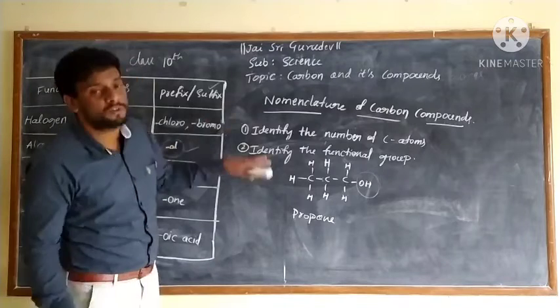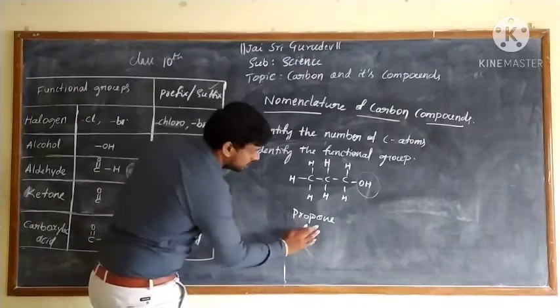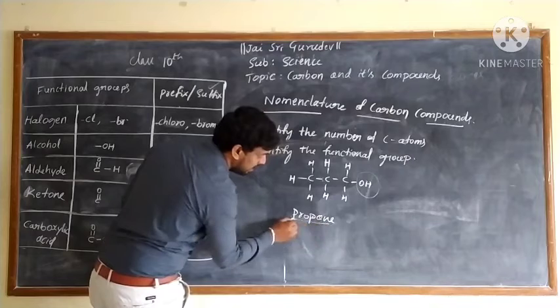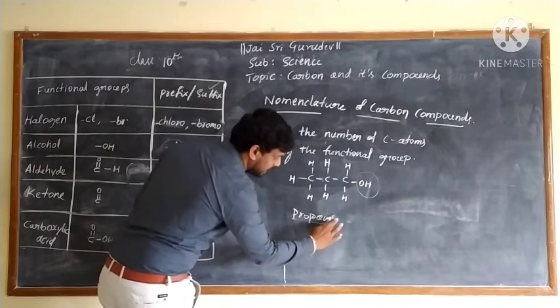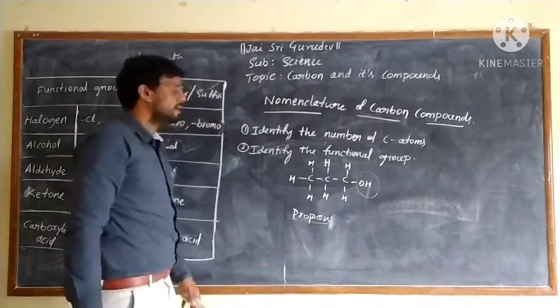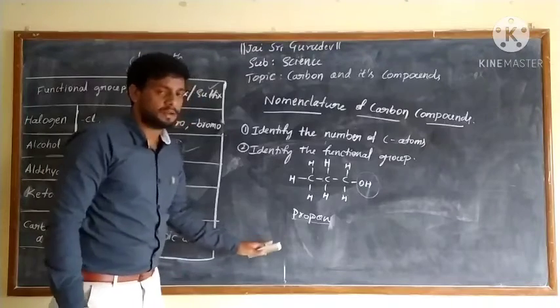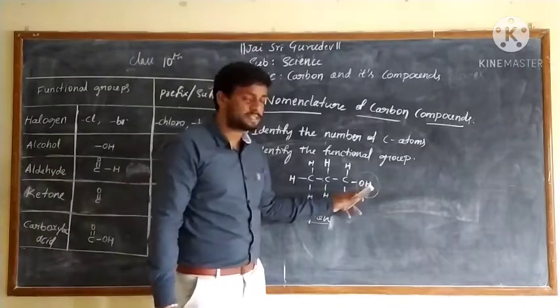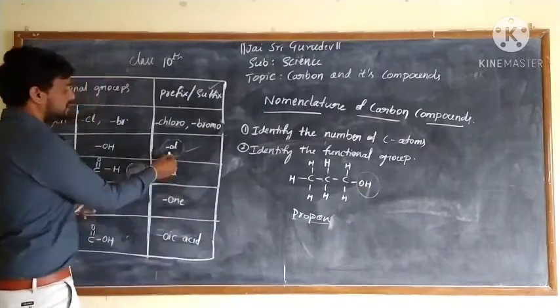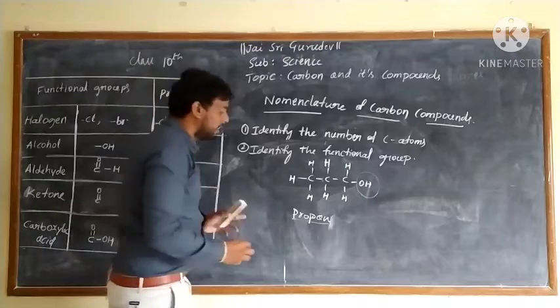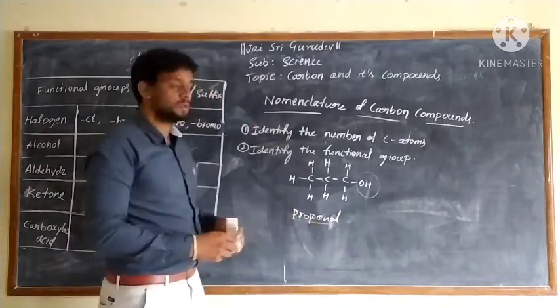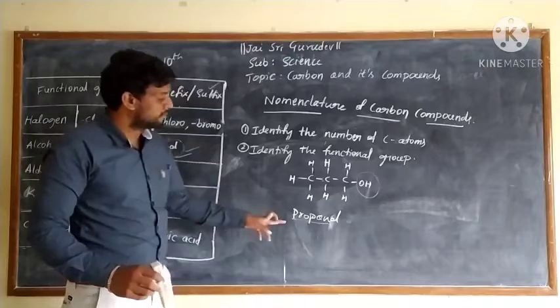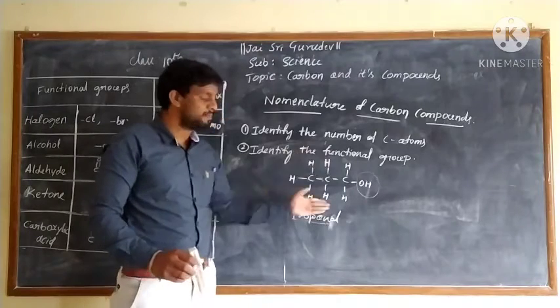Suffix means after. So now we just erase the last letter of the compound propane, that is E. Now we have to erase the letter E. Then put the suffix of alcohol, which is ol. So add it to the propane. Now the compound name is changed.